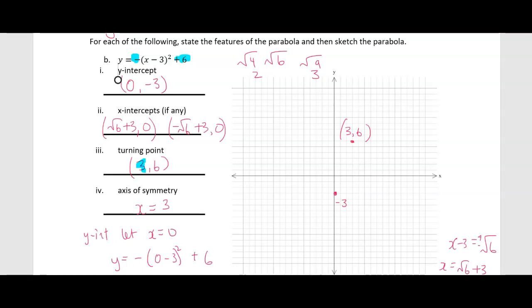Yep, so the square root of 4 is 2, then the square root of 9 is 3. So the square root of 6 is going to be 2 point something. So 2 point something plus 3, or negative 2 point something plus 3.